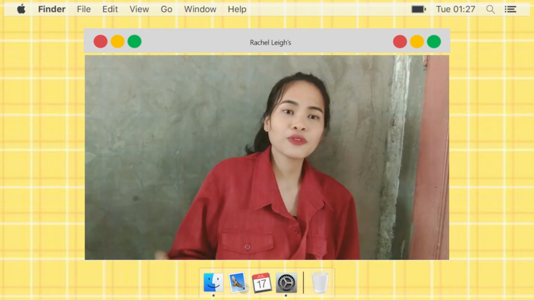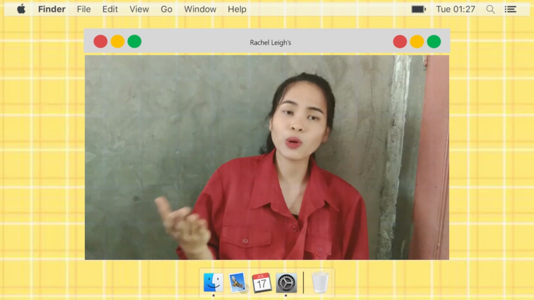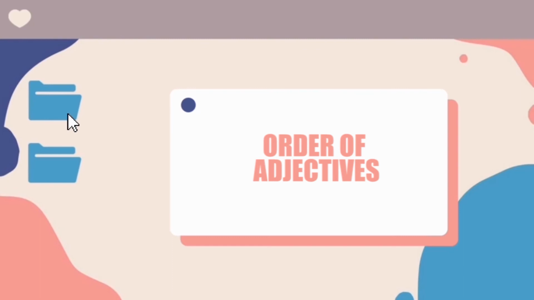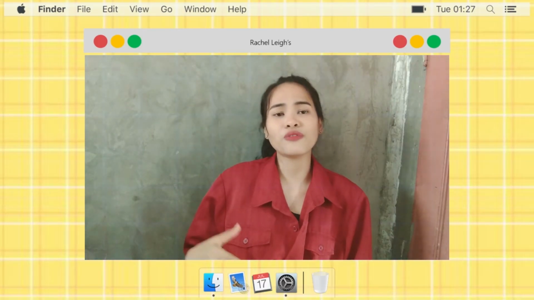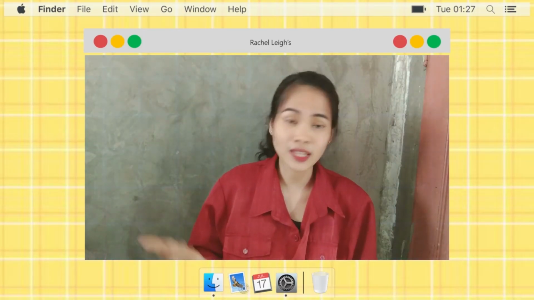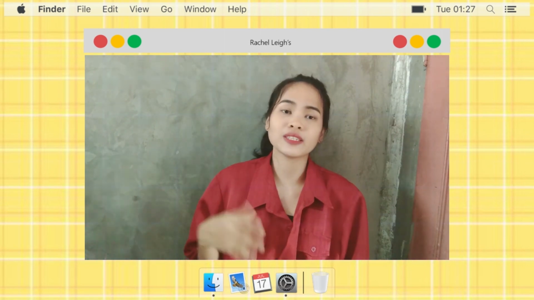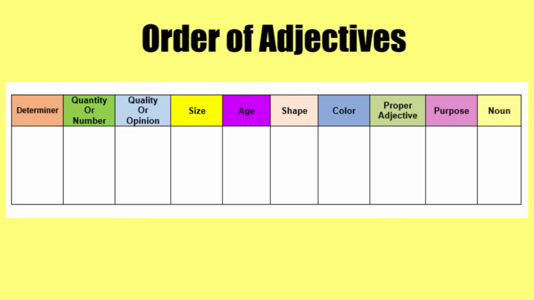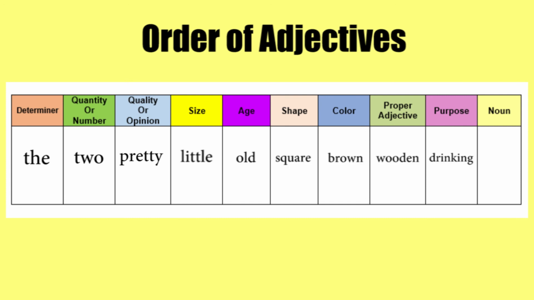Now, we're done with types of adjectives and degree of comparison. We will now move forward to another thing you need to know about adjectives, and it is the order of adjectives. Now, there is an order of adjectives if there are 2 or more adjectives in a sentence. When more than one adjective comes before a noun, the adjectives are normally in a particular order. First is the quantity or number, second is quality or opinion, third is size, fourth age, fifth shape, sixth color, seventh proper adjective, eighth is purpose, lastly the noun.